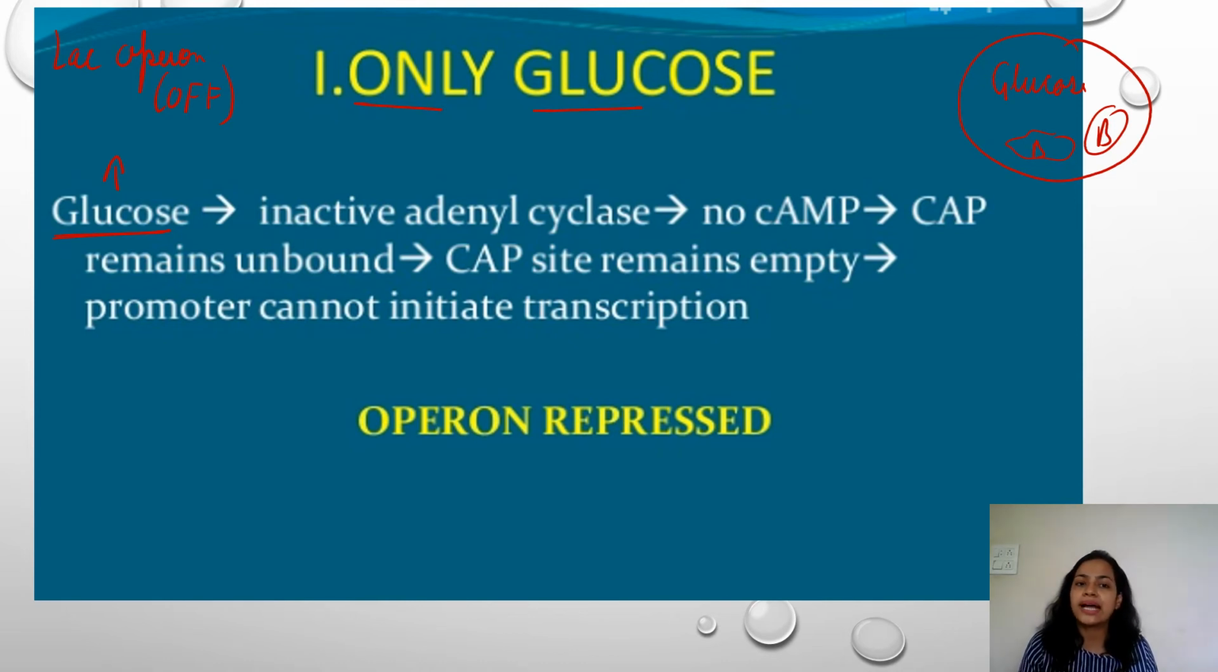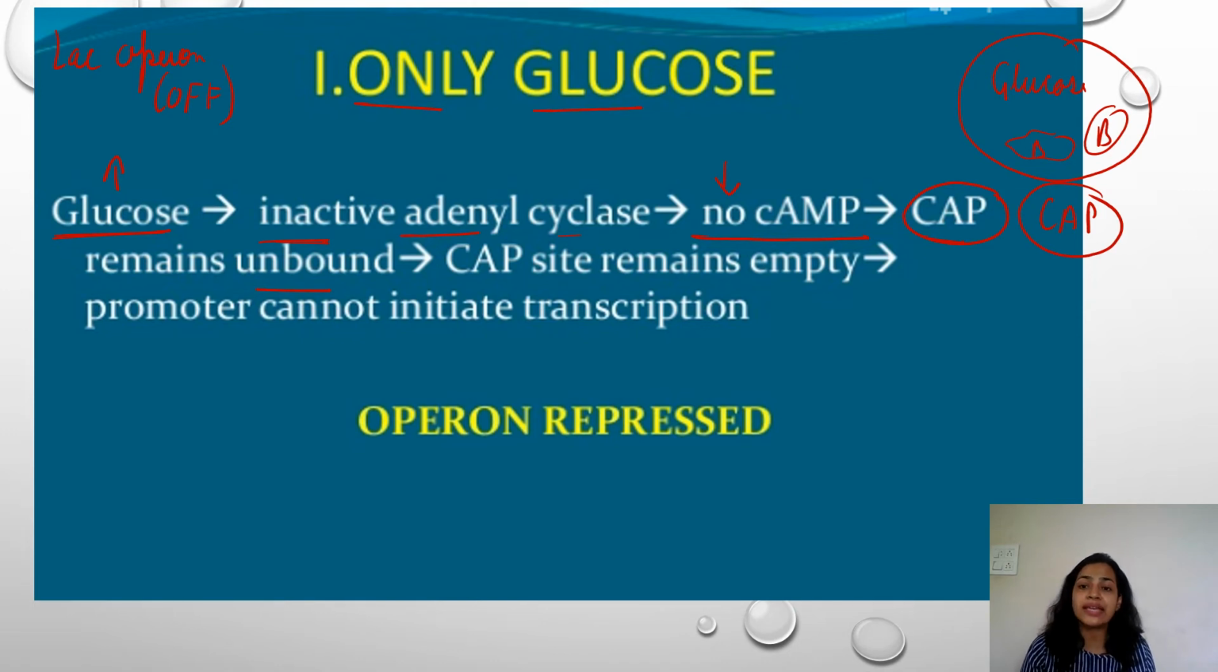Okay, so under that condition, what will happen? The adenyl cyclase will be inactivated. Once the adenyl cyclase will get inactivated, there will be no cyclic AMP, or we can say low level of cyclic AMP will be there in the cell. Once there is no cyclic AMP or low level, the cap remain unbound. Okay, the cap protein will remain in the form of cap. It will not be bound by cyclic AMP.